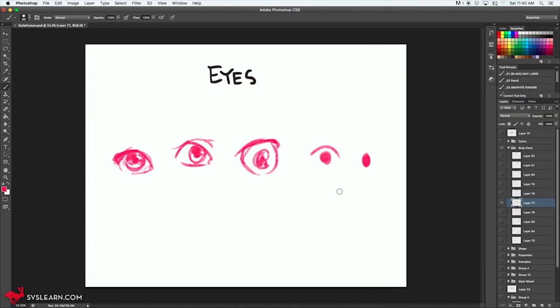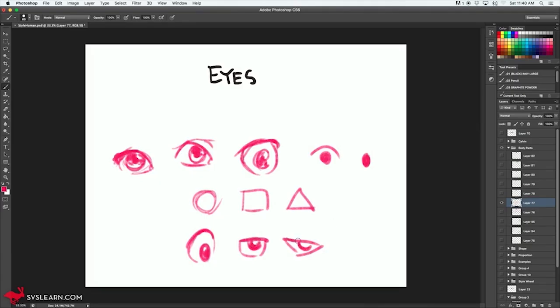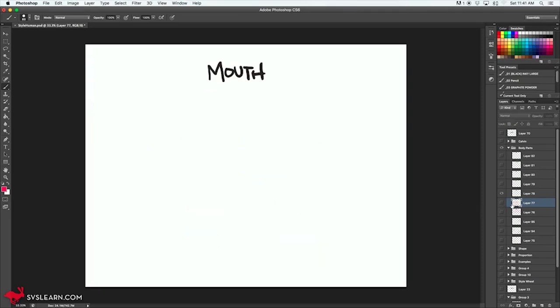So there's a range there, and then maybe you start adding shapes to it. Like, you've got the square, the triangle, and the circle, and maybe this is what eyes look like there, and maybe this is what eyes look like here. And maybe this is what eyes look like there. Just think about what adding a certain shape to the eye does to it. All right, let's go to mouth.